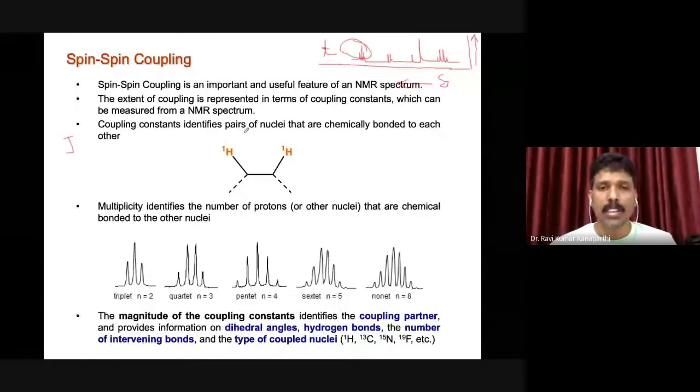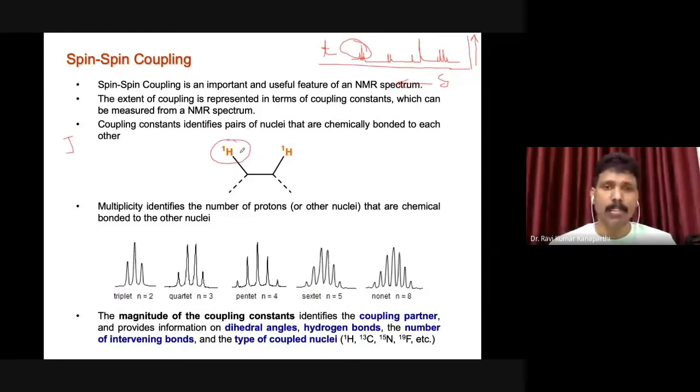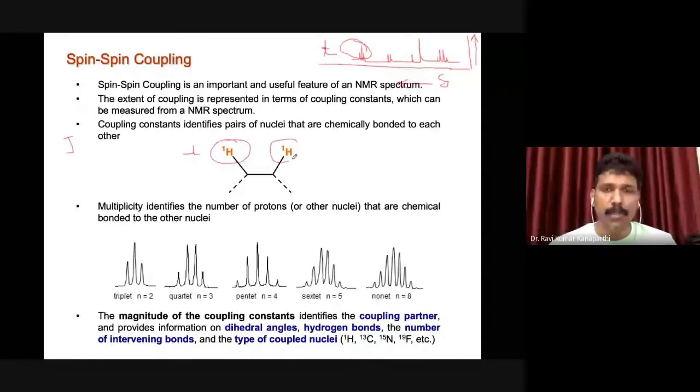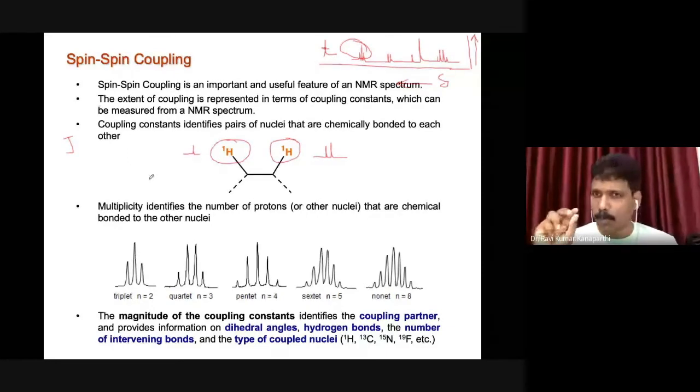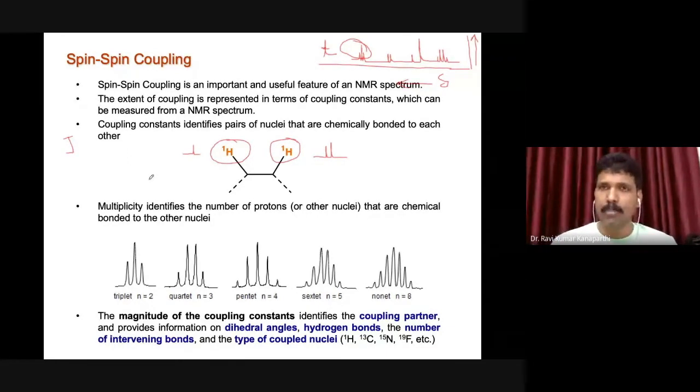Suppose you are concentrating on this particular nucleus. How many lines will this particular signal be split into? It is supposed to show one signal, but in the vicinity it has another one. So 1, 2, 3: it is basically near about 3 bonds. So there is another magnetically active nucleus, and therefore this one will split into a doublet. That means by looking at the fine structure, we can tell how many nuclei are present. Suppose you see a triplet, that means it has two neighbors.